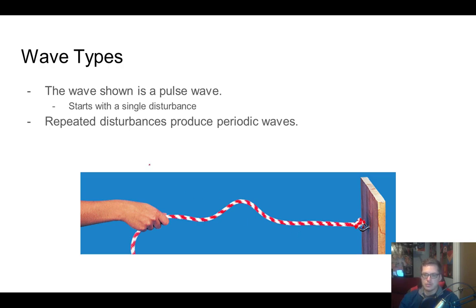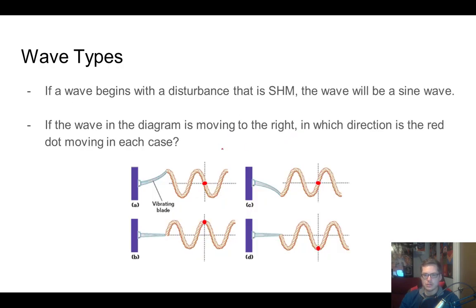Okay, you could also assume that if the guy holding the rope moved it up and down over and over and over again, he'd continually form these waves, right? And we would call these periodic waves. So periodic waves are caused by repeated disturbances. Pulse waves are caused by one single disturbance.